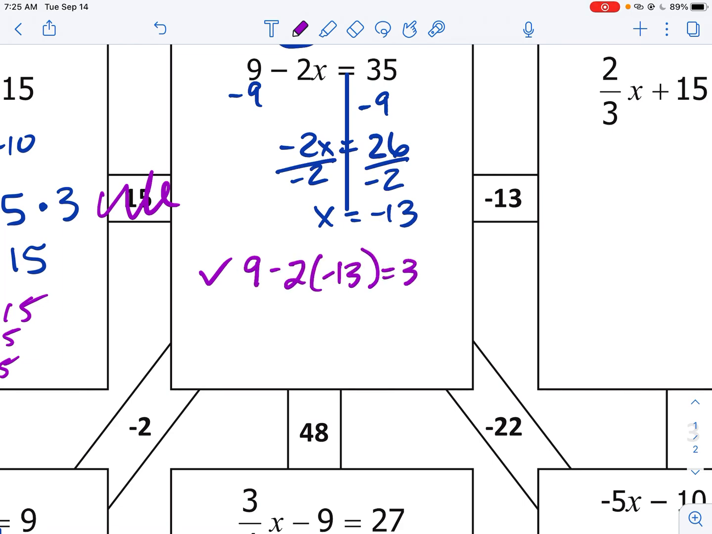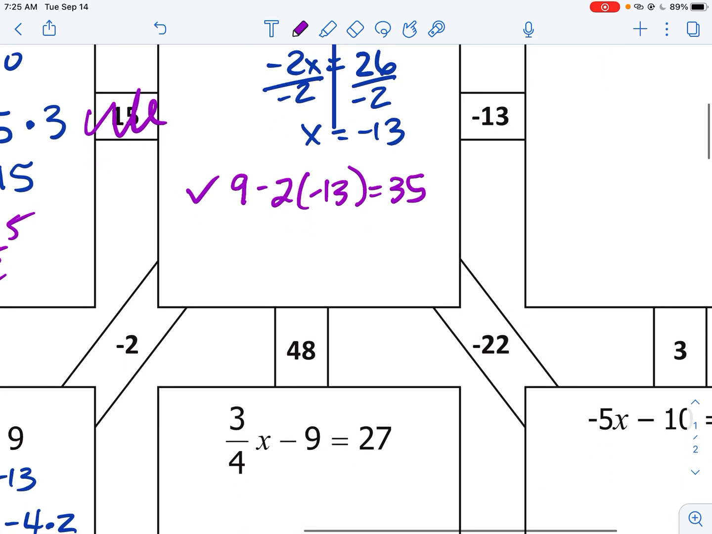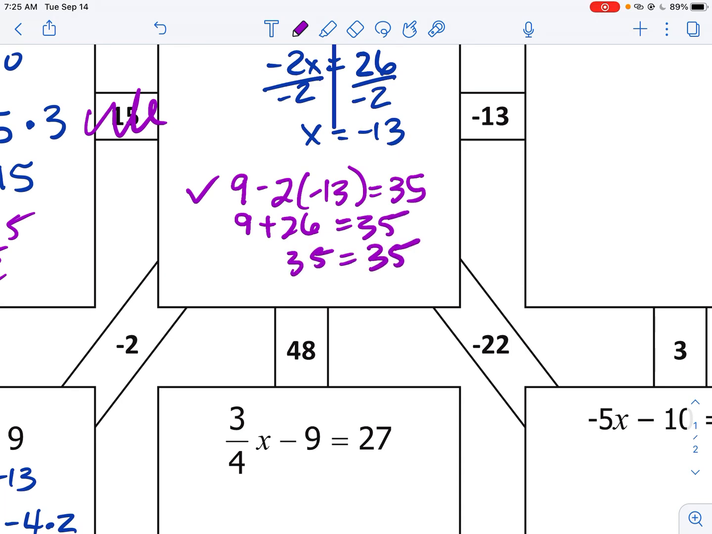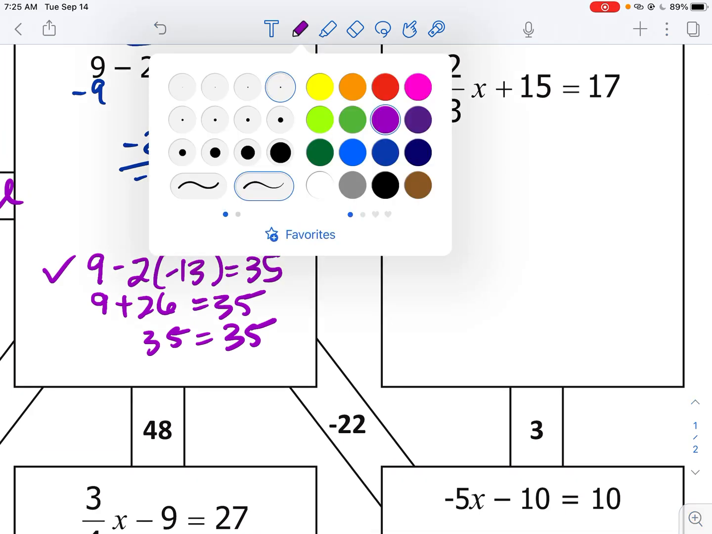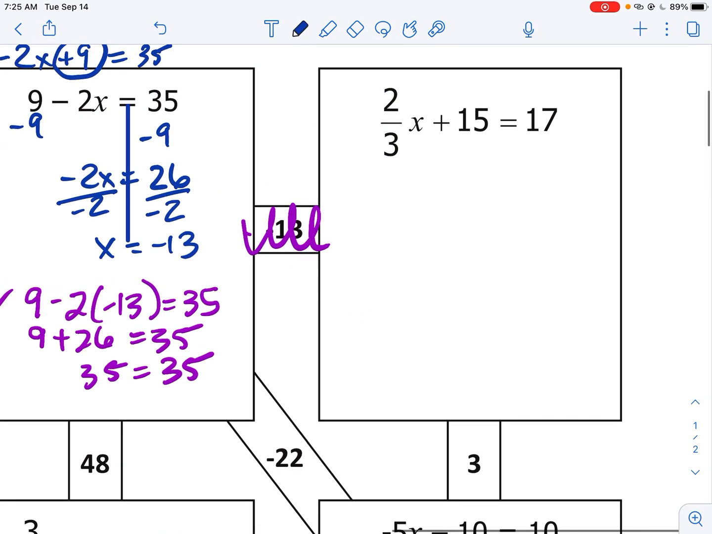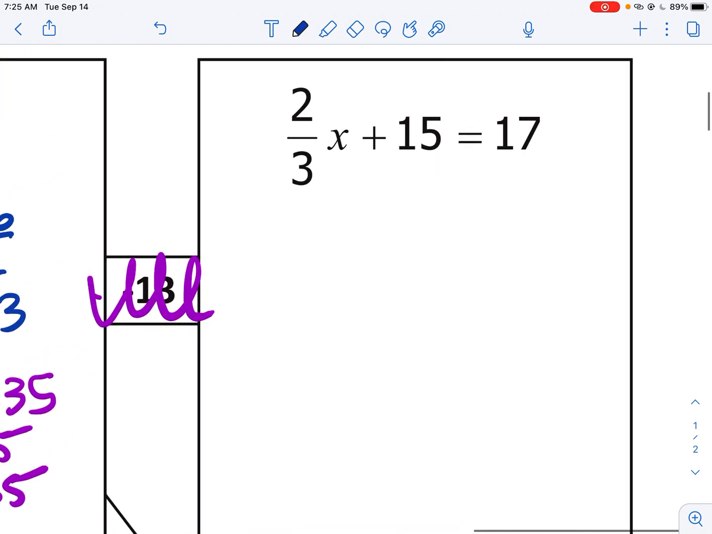Again, I plug in my work to make sure that I did the correct work, because we do make mistakes. So 9 plus 26 equals 35. This would be 35 equals 35, so I do have the correct answer. So here we go. This next one helps if I can do that.